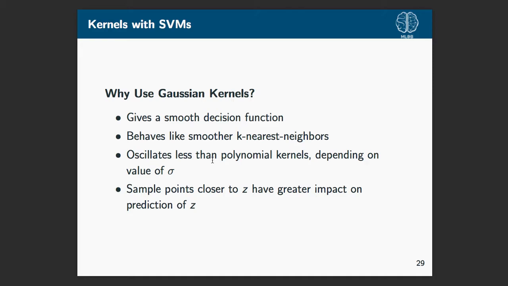So this oscillates less than polynomial kernels depending on what you choose the value of sigma to be, because if you make the variance very large, that means every point really affects the class of one particular point. And again, sample points that are closer to the point that you're trying to predict would have a greater impact on the prediction of the point that you're trying to predict.